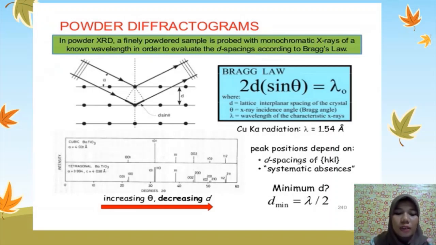From the calculation of this spacing, there will be constructive interference of the waves scattered from two successive lattice points in the plane if the distances are equal. So, increasing theta means decreasing this spacing. The minimum d spacing is lambda over 2. From this, the peak position depends on the d spacing of hkl and the systematic absences.